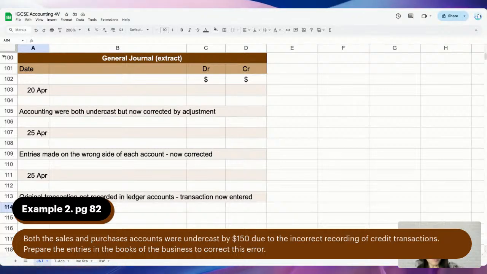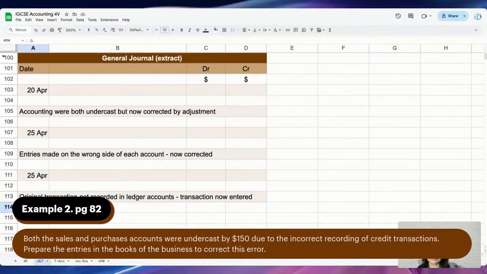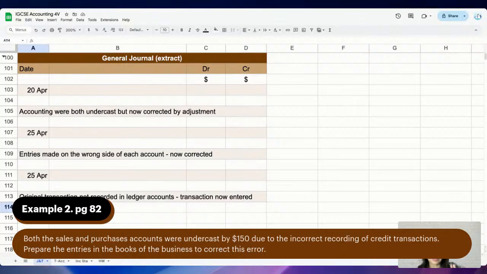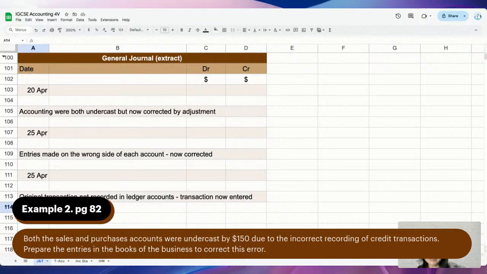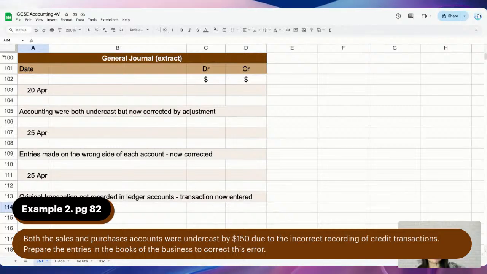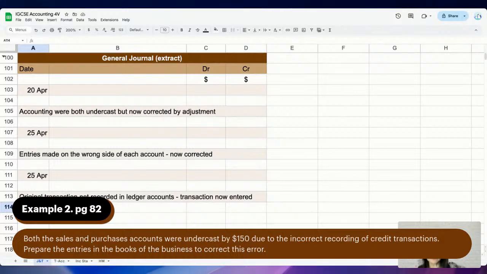For a compensating error, it actually happens on both sides. In this case, sales and purchases both have the error at the same amount, which is 150. So we need to make the adjustment accordingly. Now let's have a look at how we correct this error. As mentioned earlier, we have to start with the general journal.